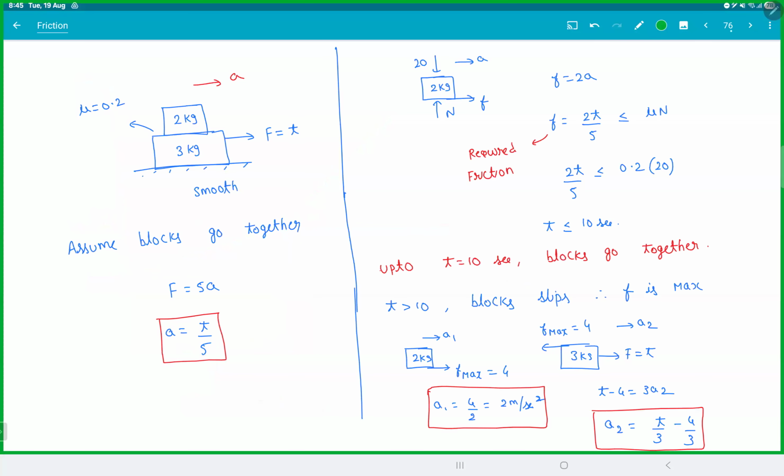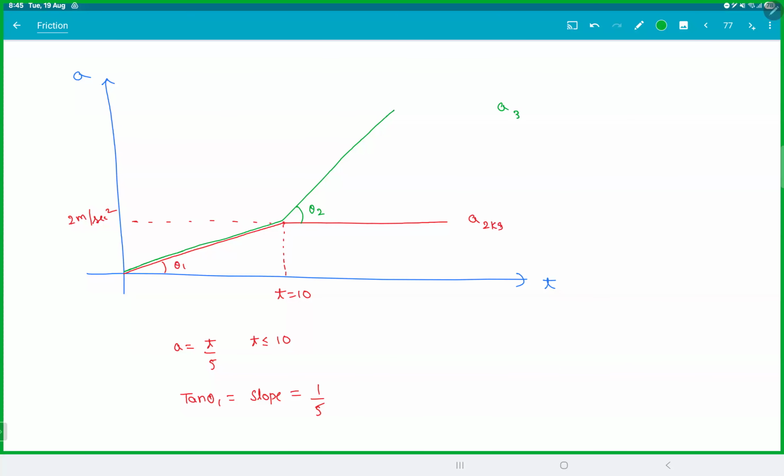Look at the acceleration, t by 3 minus 4 by 3. That means, look at the slope here. Here the slope is 1 by 5. Here the slope is 1 by 3. It becomes more steep. Tan theta 2 is 1 by 3. So the graph will actually diverge, and this will be the acceleration of 3 kg block. This will keep increasing forever. It's a straight line.